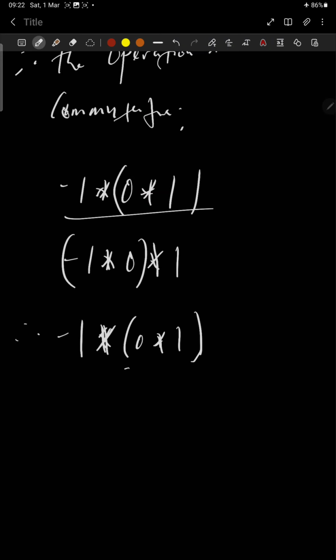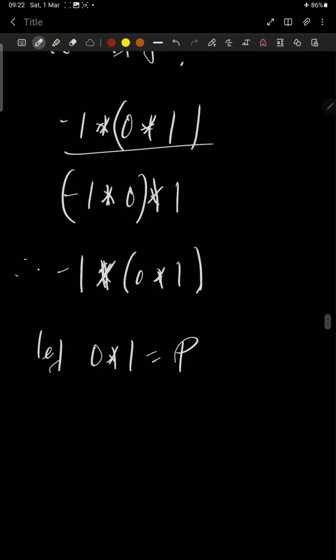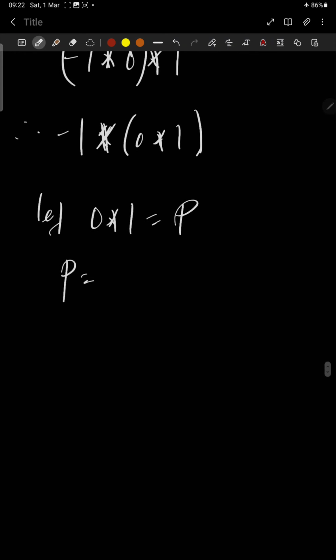Okay, so now what are you going to do here? Since this is in brackets, you're going to simplify this. How are you going to do it? You're going to say let 0 star 1 be equal to p. So now you're going to solve your p. How do you solve this? You solve it the same way you read your operation. Your mother operation, a star b, is equal to 2 to the power negative first number plus second number. So you're going to solve it in this fashion.